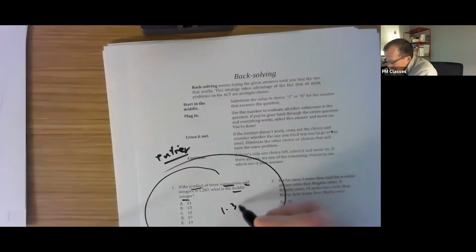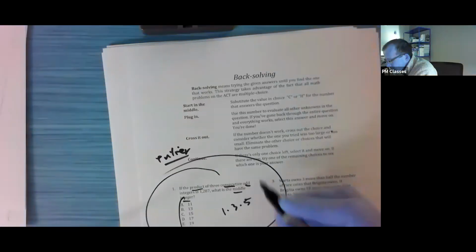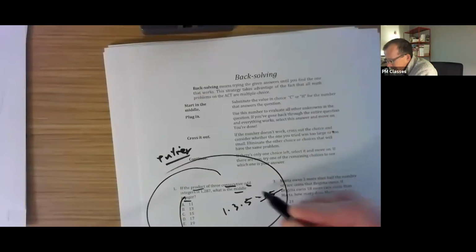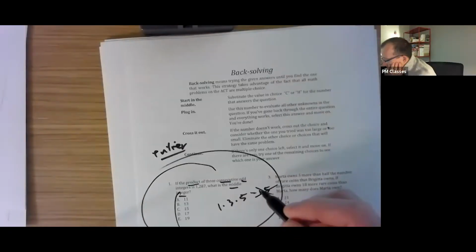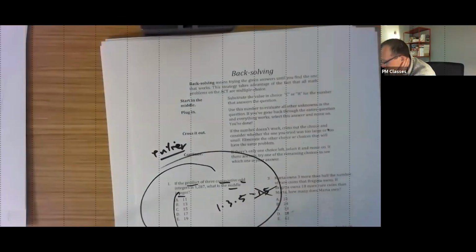Well, I could say that's 1, 3, and 5, but of course, I don't get to choose. It's got to be one of these things that works. 1 times 3 times 5 is 15. That wasn't going to be big enough anyway. So how am I going to go about this? Well, I'm going to pick one of the numbers here and then see if it works. And if it works, great, I'm done. If it's too big, I go one way. If it's too small, I go the other way.